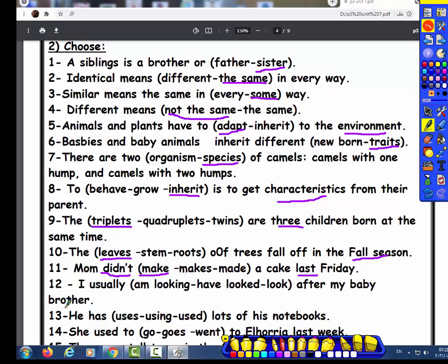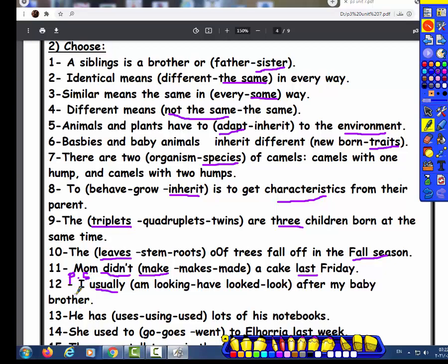Number 12. I usually am look after my baby brother. What is the key word here? I taught you before that we have to underline the key word. What is the key word? Usually. Let's sing together the key words. Always, sometimes, usually, often, every, never. Usually is present simple. Write on it: P.S means present simple.